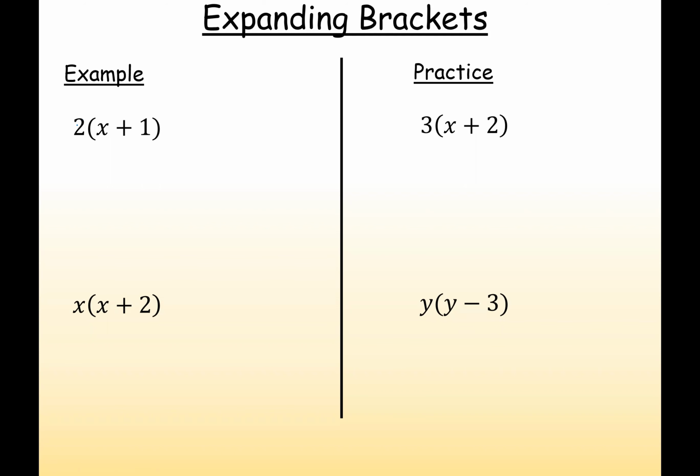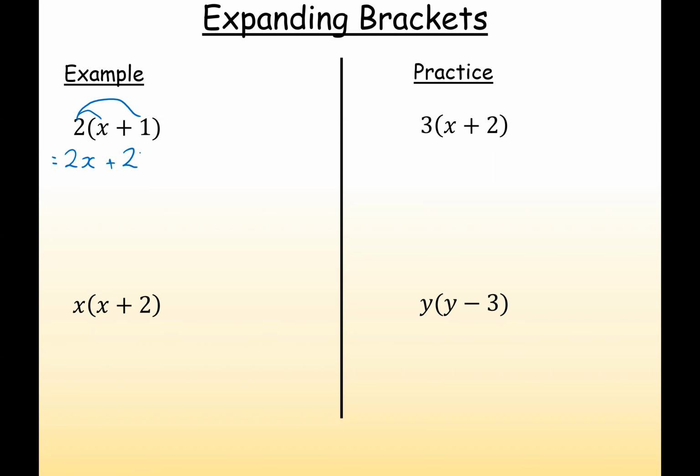So here we want to multiply this 2 by everything inside the bracket, the x plus 1. And we're going to do that step by step, making sure that we don't miss anything. Okay. So we're going to start off by doing 2 times x. So by drawing the lines on, we're showing what we're multiplying. We know that we haven't missed anything at the end. 2 times x, 2x. Then same thing, 2 times 1 gives us 2. 2x plus 2.